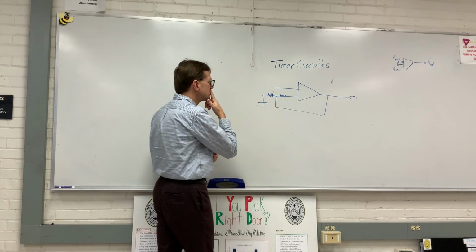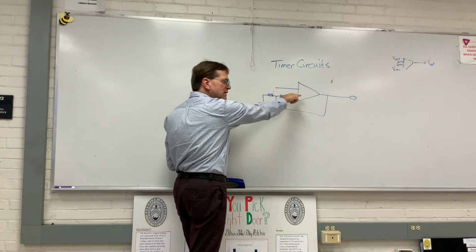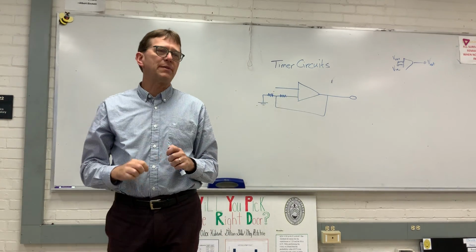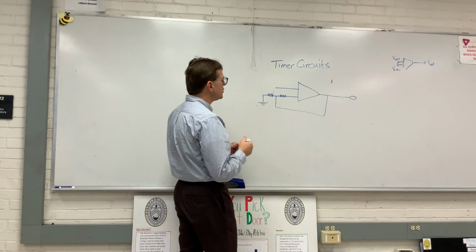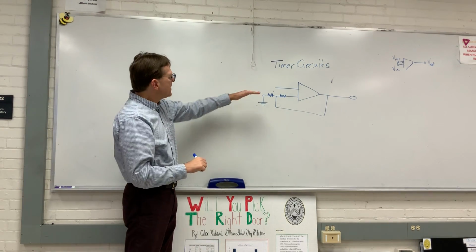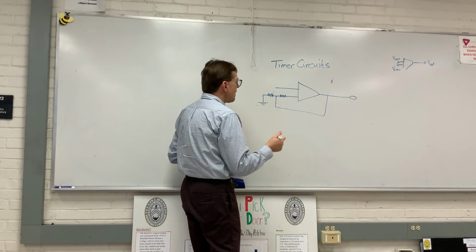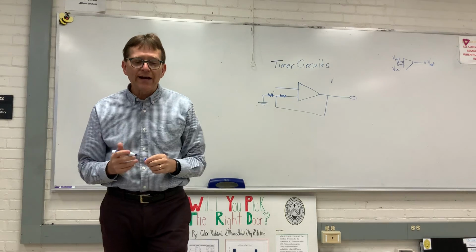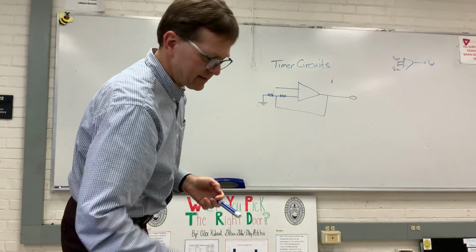So then it's 6 volts being fed in. That's important, so just keep that in mind. What's being fed in is less than what's coming out. Okay, so now what I'm going to do is I'm going to put an RC circuit on the other side.